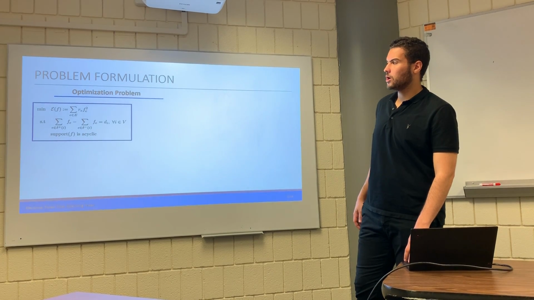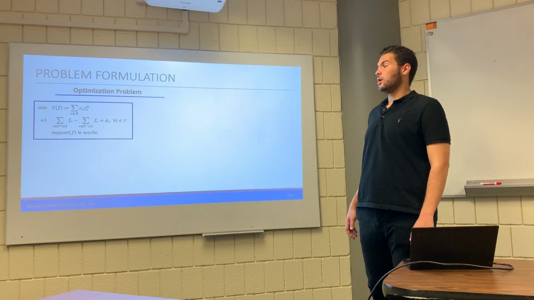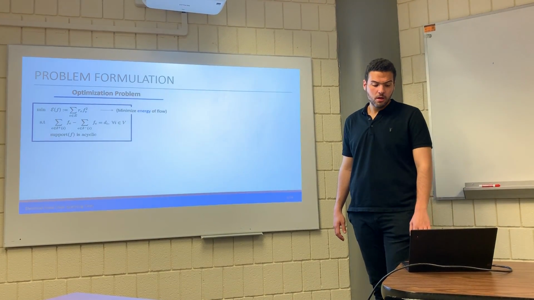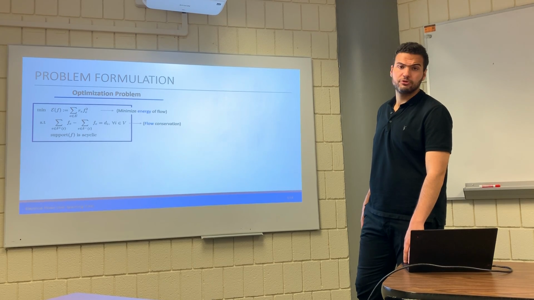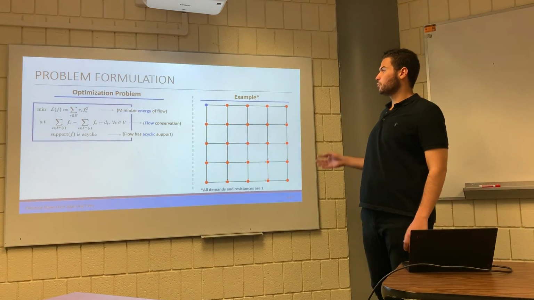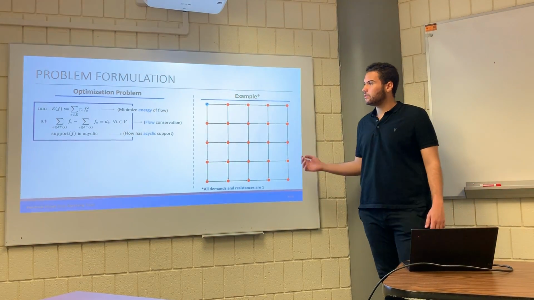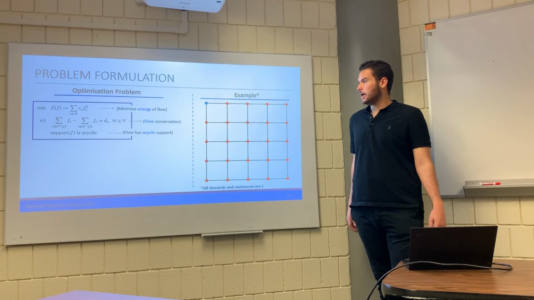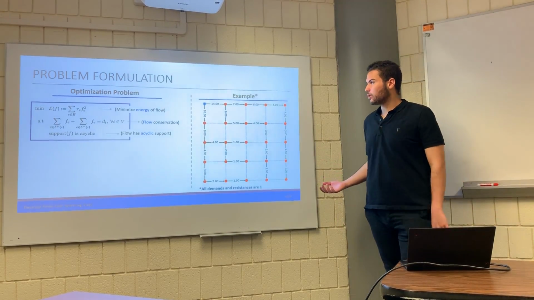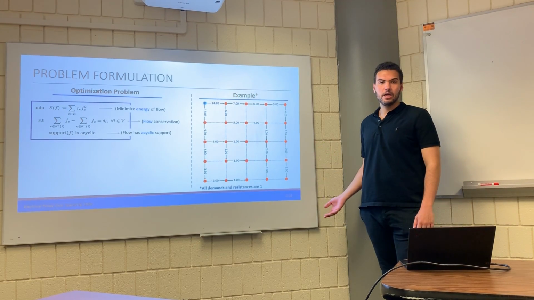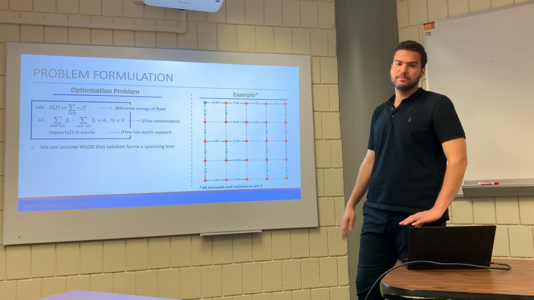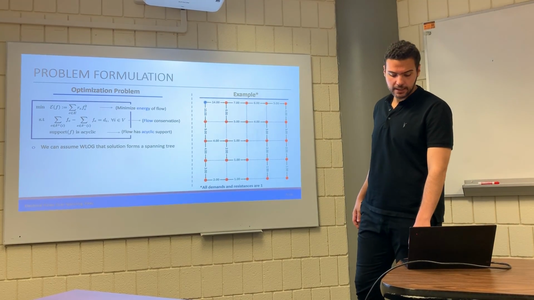So this brings us to the following optimization problem where our objective is to minimize the total power loss or the energy of the flow subject to flow conservation constraints and the acyclic support constraint. Let's make this more concrete with an example. We have the following grid. The root is this blue node in the top left corner, and all demands and resistances are 1. Upon solving this optimization problem, we end up with the following optimal spanning tree solution. And we can assume in general that the optimal solution forms a spanning tree without loss of generality.